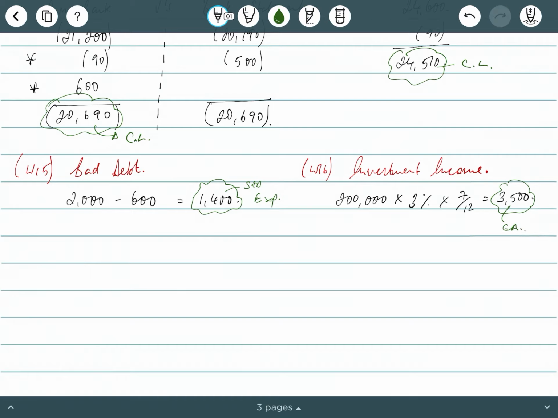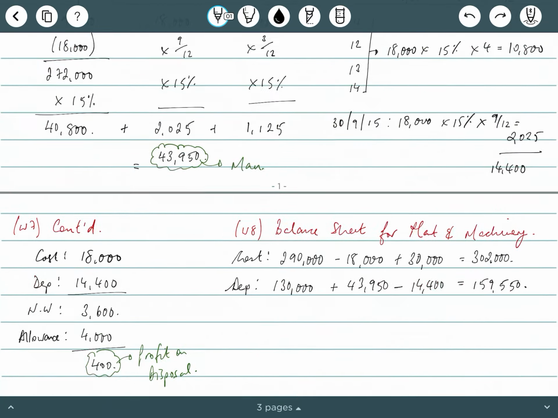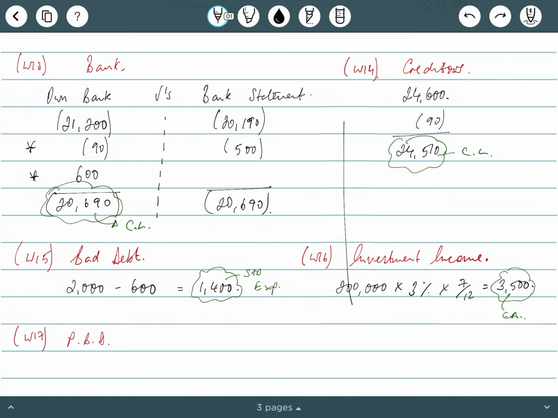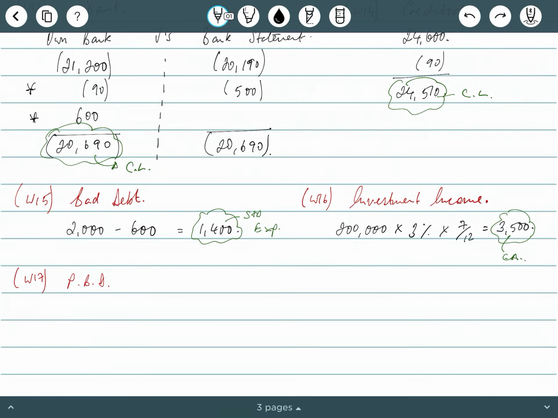All right, now working 17. Provisions for bad debts, which is 5% to debtors. And if we go back up, debtors is 38,000. 38,000 multiplied by 5%. It's 1,900.